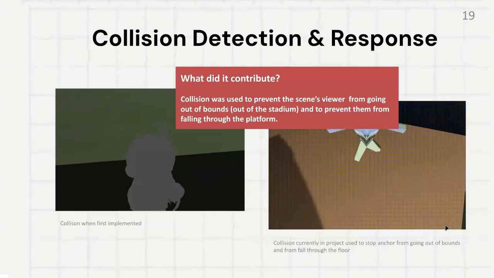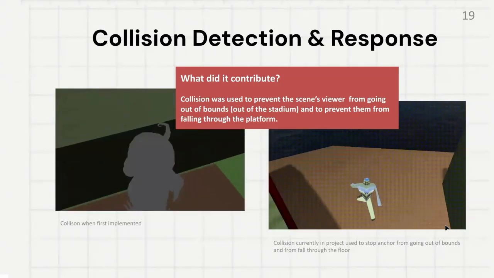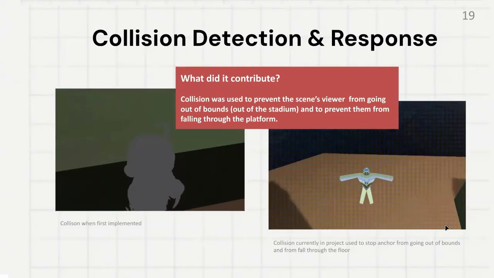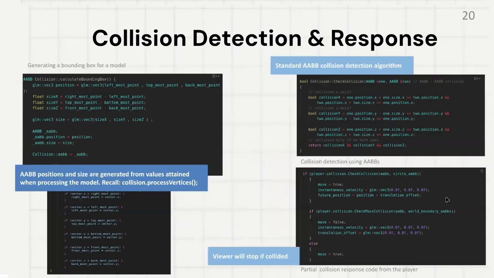Okay, so lastly, we have collision detection and response. This simply prevents the viewer from going out of bounds or falling through the platform. We use a standard axis-aligned bounding box setup. To generate the bounding box, we use data from when processing the mesh. We simply check for the leftmost, rightmost, etc. points and use that to draw the box. For collision detection, we use the standard AABB collision detection algorithm, which you can see over there. And for the response, the viewer is simply stopped if its future position would result in a collision.